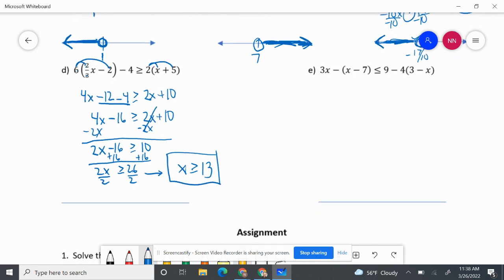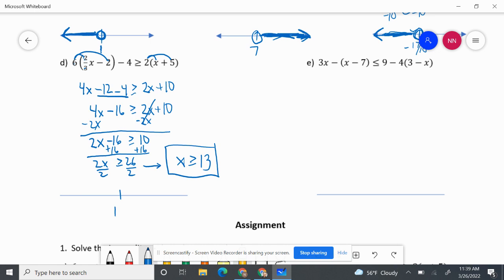Now when we're graphing it on the number line, I'm going to put 13 in the middle. I'm putting a closed circle. Once again, the reason it's a closed circle is because there's a line underneath. And since it's greater than, I am going to have it go to the right.